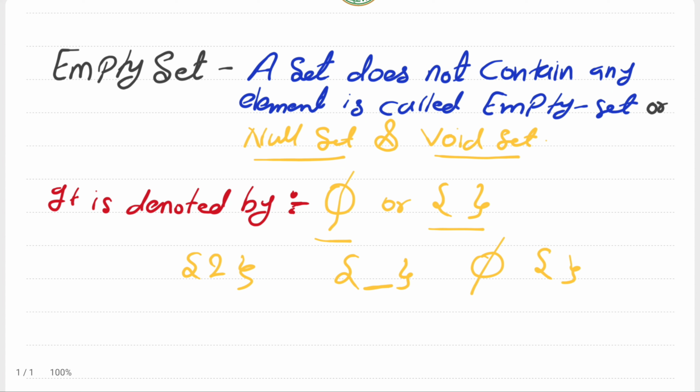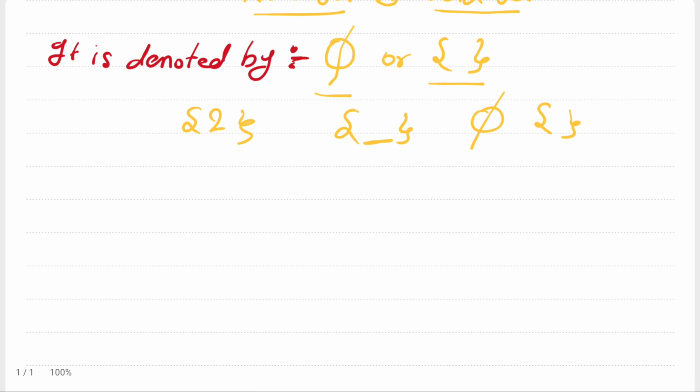Is it clear? Right now let's do some questions to understand empty sets. If I ask you a question: the set of integers which lie between 2 and 3. Is there any number between 2 and 3? No. Any other number between 2 and 3? No, no other number is between 2 and 3, so it is blank. So this is our empty set.